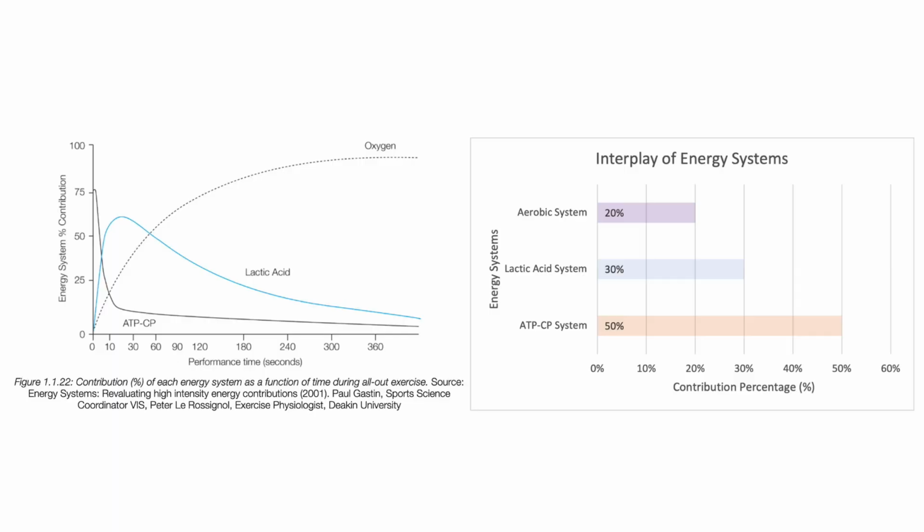Francis's body obtained energy from the anaerobic systems, with ATP-CP contributing 50% and lactic acid 30%, while the aerobic system continued to provide 20%. All energy systems played an important role in the interplay, allowing Francis to exert a short, high-intensity effort while recovering fast.